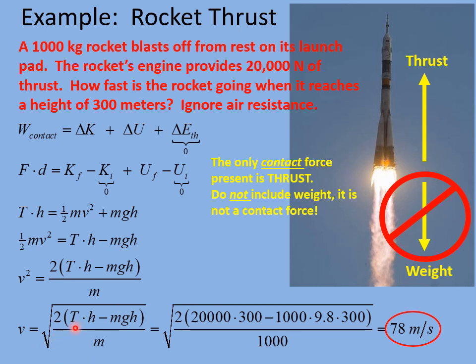T, remember, was the thrust of the rocket, so that's 20,000. h is the height that the rocket goes up. Well, that was given to us too as 300 meters. The mass of the rocket was given as 1,000 kilograms. g is 9.8. And here's the height again, same h as here, so that's 300 again. And then the mass shows up on the bottom in the denominator, which is 1,000 kilograms. So carefully doing all this, remember there's some parentheses here. Do this in your calculator, take the square root when you're done, and you'll come up with a final speed of 78 meters per second.